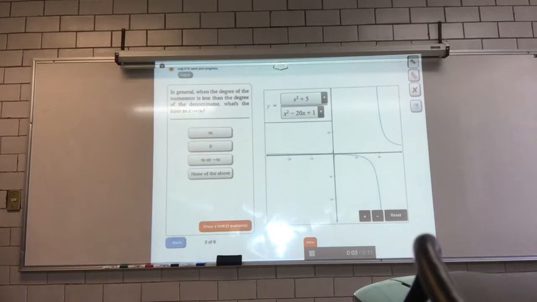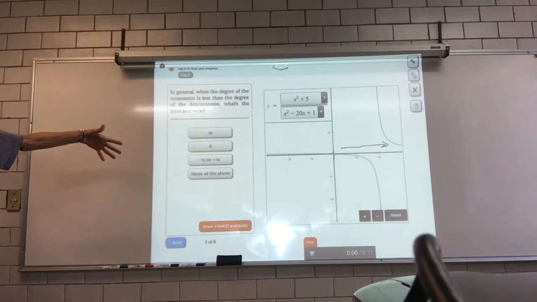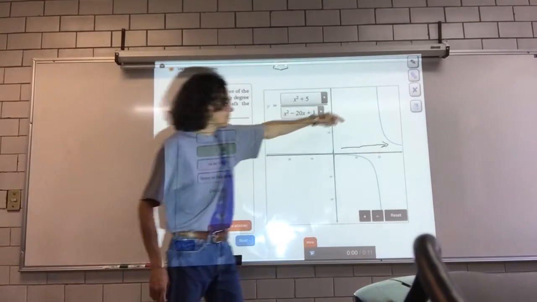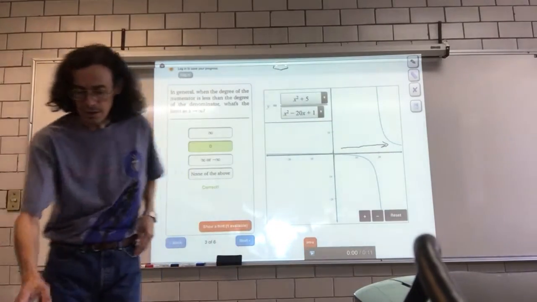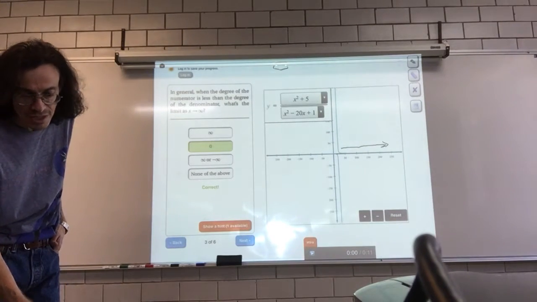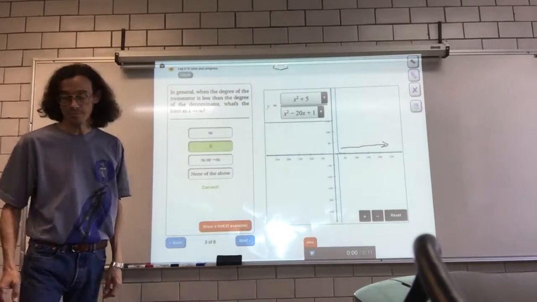Okay, now what happens if the degree of the numerator is smaller than the degree of the denominator? What happens to the function as x gets really big? Ahora es el caso inverso. Ahora el orden del denominador es mayor que el del numerador. Cero. ¿Tiende a cero? Por lo menos aquí sí. Vamos a ver más ampliamente. Y por más que nos alejamos, no vemos que cambie la tendencia.